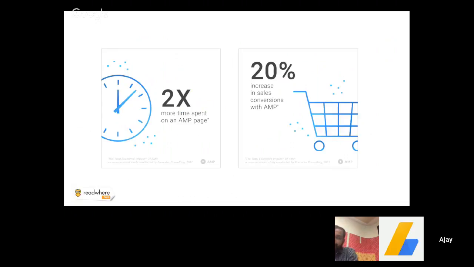On an average, 2x more time is spent on AMP pages, and it drives a 20% increase in conversions, and this keeps on growing. This shows us how emerging technologies are helping us to grow more, either in the sense of revenue and also in the sense of experience.